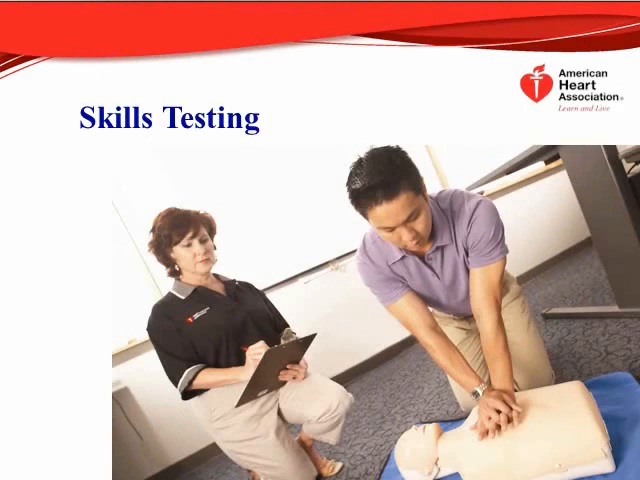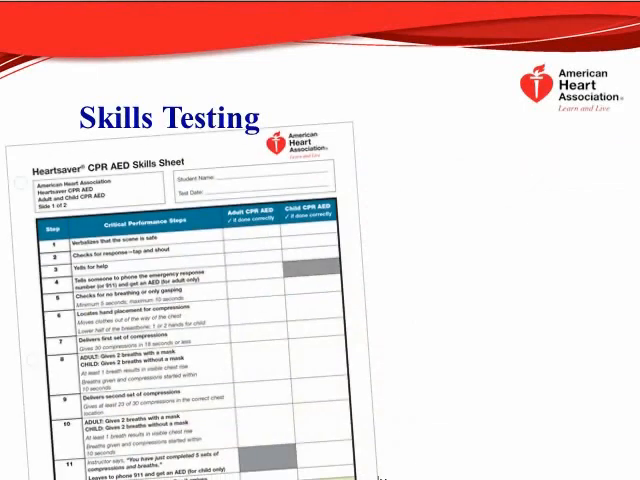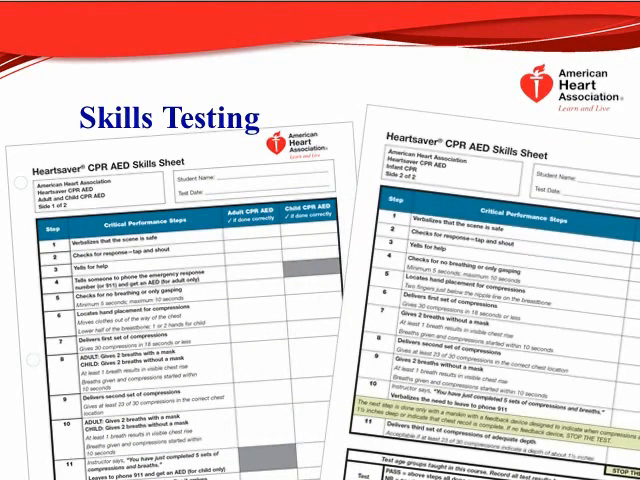Skills testing has been revised to reflect the 2010 guidelines. We will first look at CPR AED skills testing. You can find instructions for conducting skills tests in Part 3 of your manual starting on page 11. In Part 5 on page 39, you'll find the skills testing sheets for adult and child CPR AED. And on page 40, you'll find the skills sheet for infant CPR.